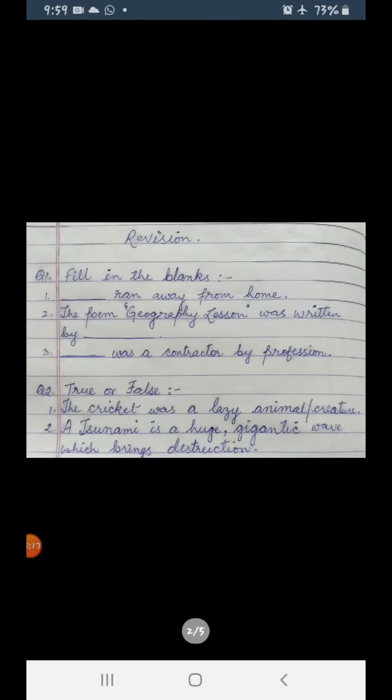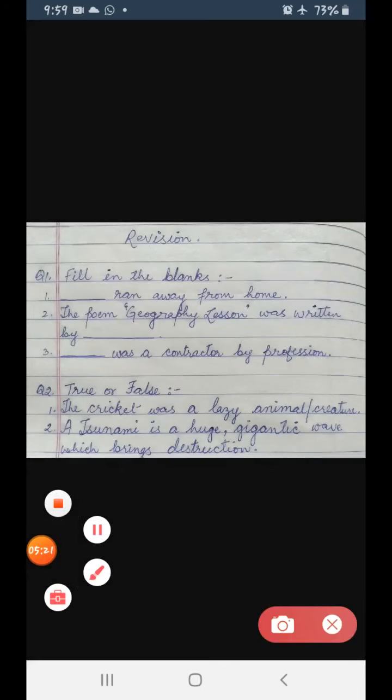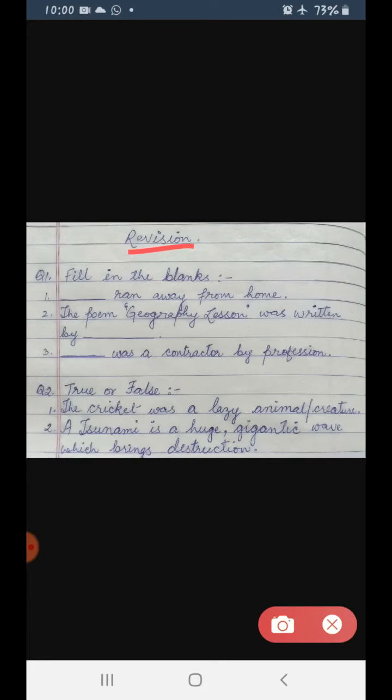Okay, so this is the revision. Here we are going to revise the literature part. Don't think that this is the question paper. This is just the sample paper. Here I am going to show you the idea of how I am going to set the question paper. So this is just an idea.